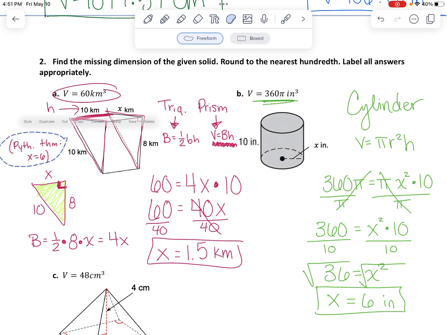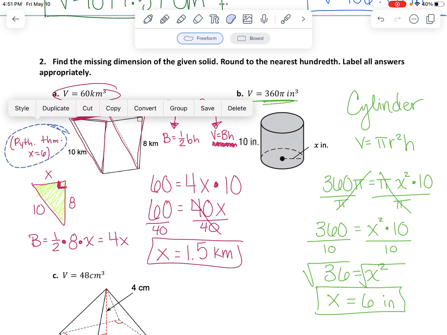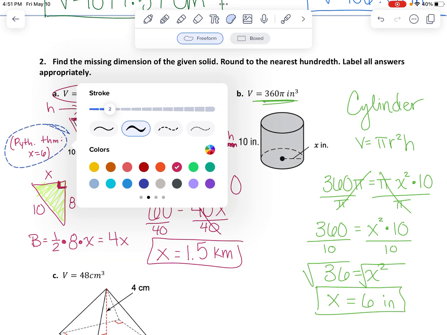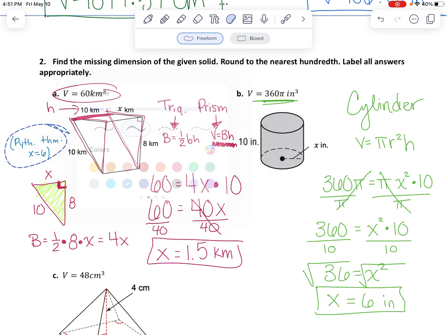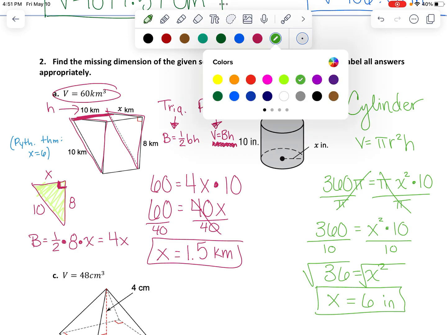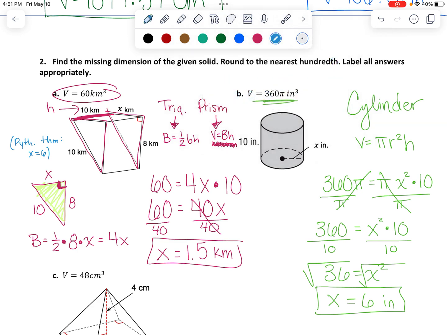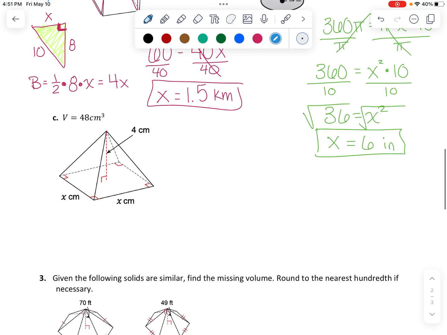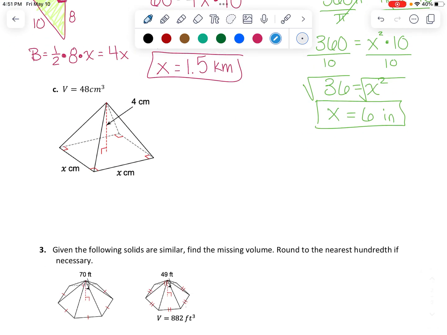Okay. Don't mind me. I'm just going to see if I can change this real quick. I want this to stand out a little bit. There we go.